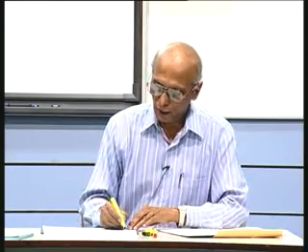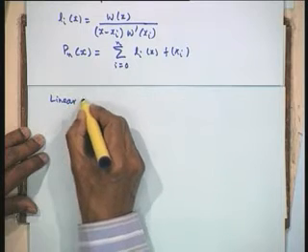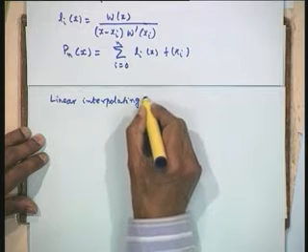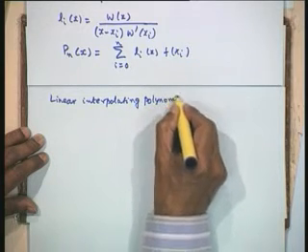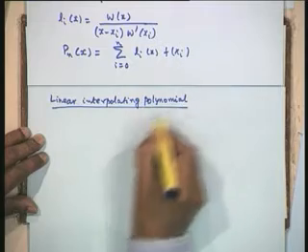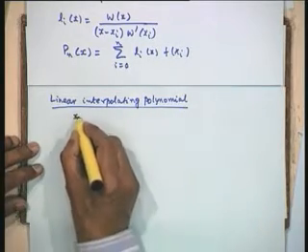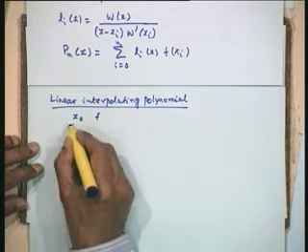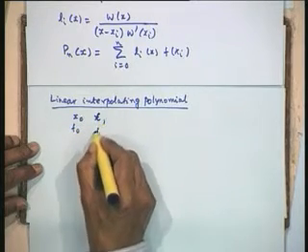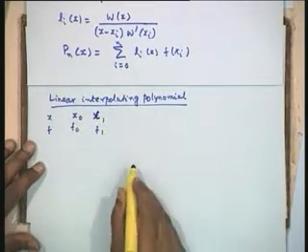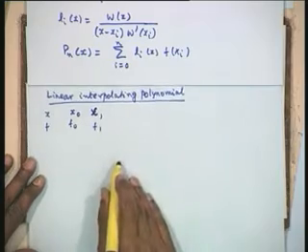Now, let us construct a few simple cases. The first case we shall construct is a linear interpolating polynomial. Therefore, we are considering any two points arbitrarily. So, let us suppose we are considering the points x 0, f 0, x 1, f 1. We are considering the case of only 2 points.